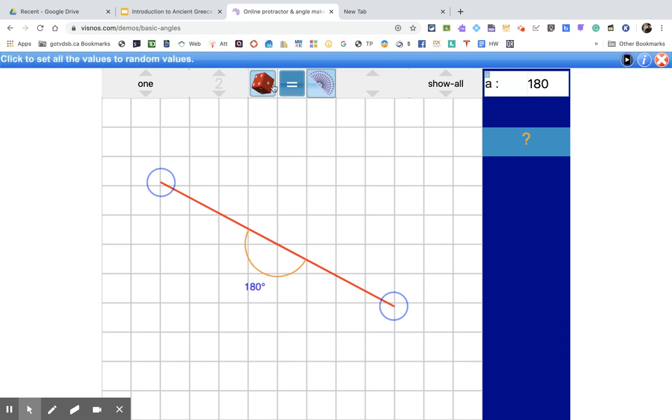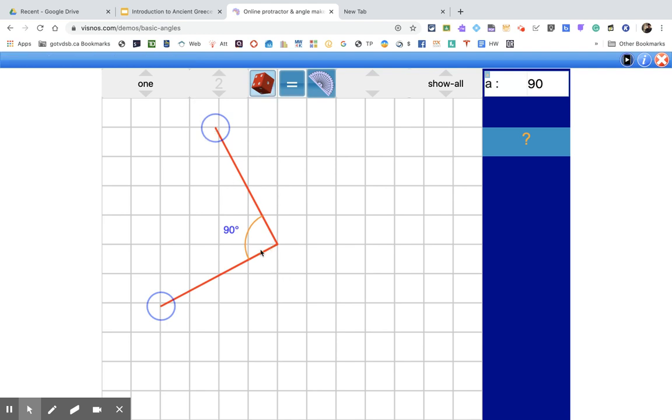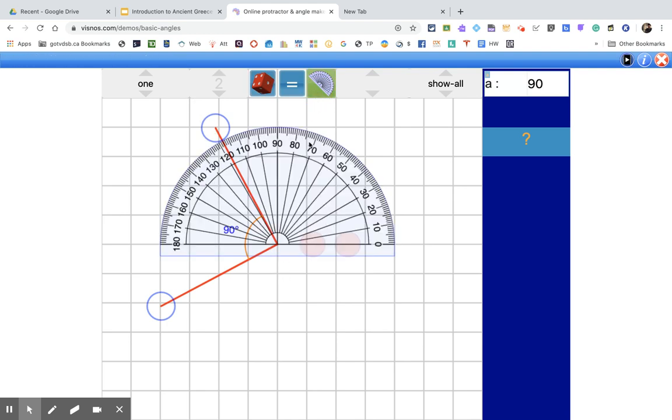This just shows you a bunch of different angles, right? So you can actually see how to measure. That's clearly 90 degrees. If I had my protractor and I could actually get it to move, but for some reason it won't let me do that, which is a bit weird. Oh well.